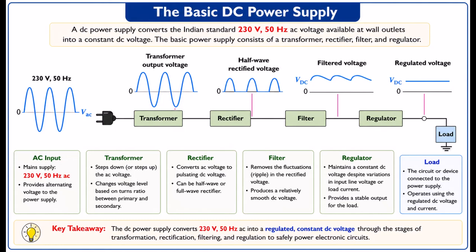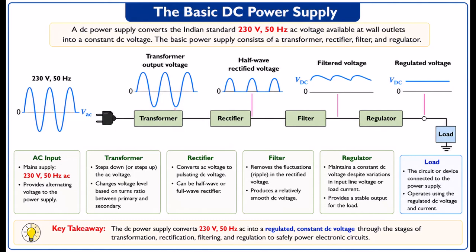Notice that the transformer output is still an alternating voltage. Its amplitude may be lower than the input, but its waveform continues to have positive and negative half cycles. Therefore, the transformer changes the voltage level, but it does not convert AC into DC. The transformer may also provide electrical isolation between the mains supply and the electronic circuit. This is an important safety feature.